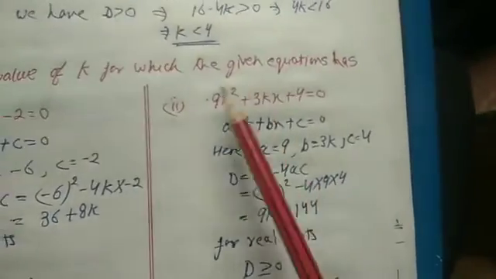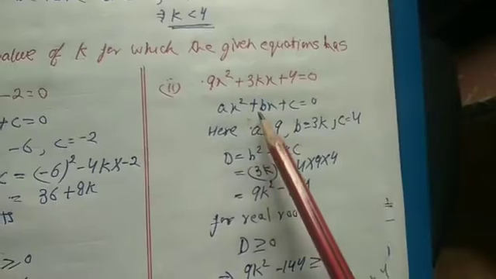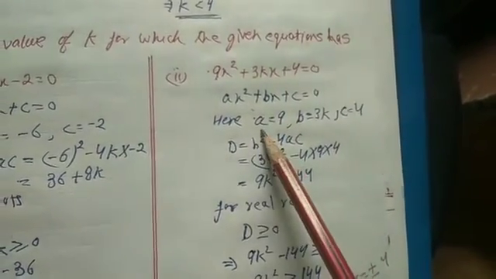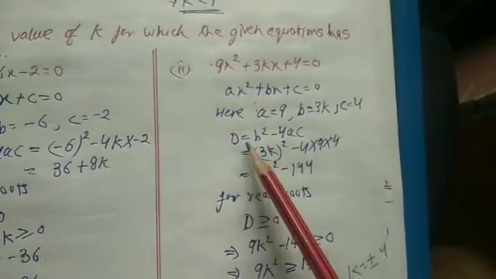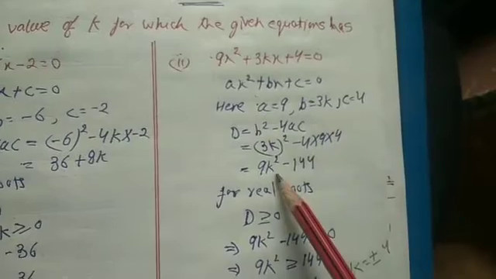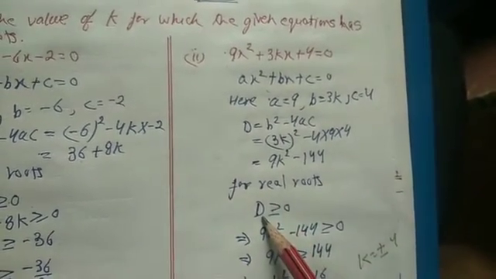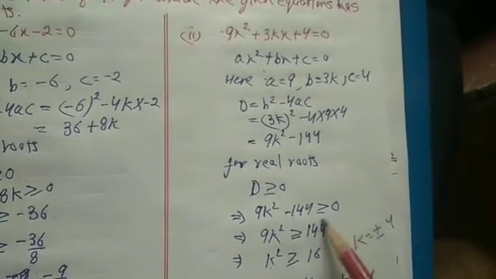Then in this part we have 9x square plus 3kx plus 4 is equal to 0. It means ax square plus bx plus c is equal to 0. On comparing with the standard form, we have a is equal to 9, b is equal to 3k and c is equal to 4. So D is equal to b square minus 4ac. Putting the values, we get 9k square minus 144. The condition is the same, that is D is greater than or equal to 0. So 9k square minus 144 is greater than or equal to 0.